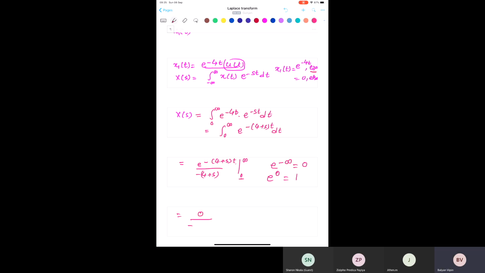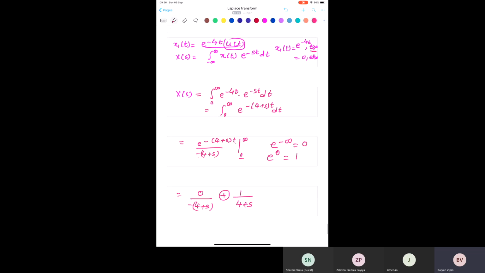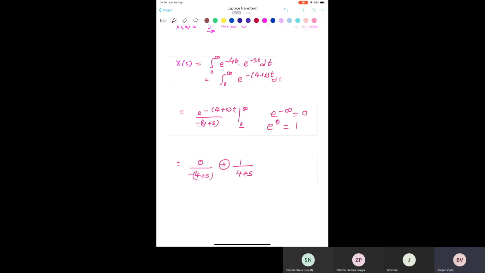So it will be 0 upon minus 4 plus s plus 1 upon 4 plus s. Why is there a positive sign here? Because when you put the lower limit, there is another minus here, or you can say negative here. So minus minus is plus. So that's why we have another, we can say it's a positive. So in this way, you can find the integration of this.